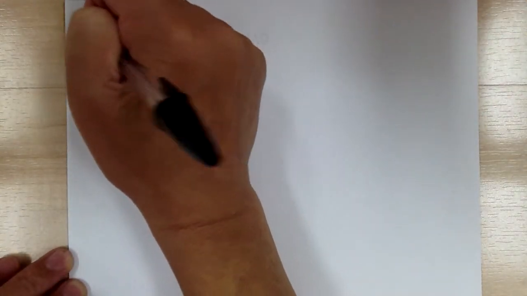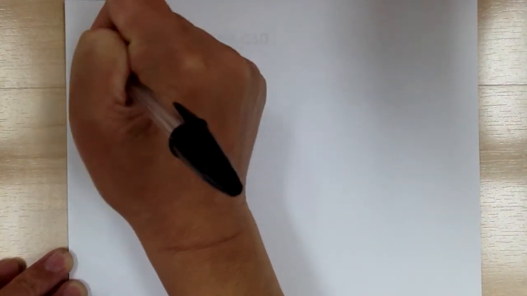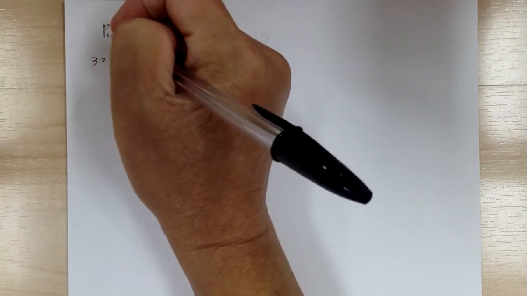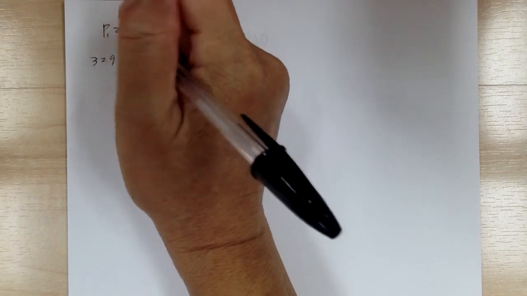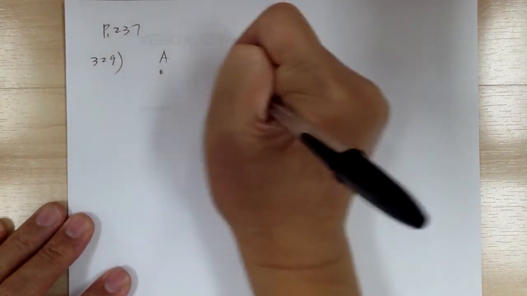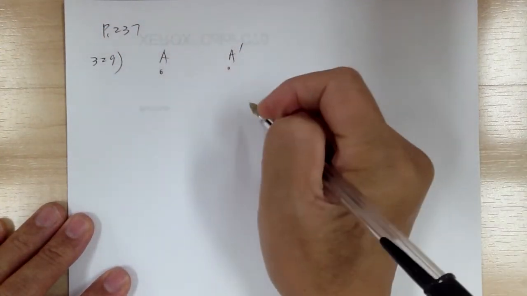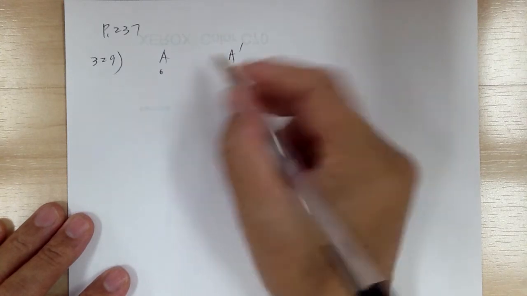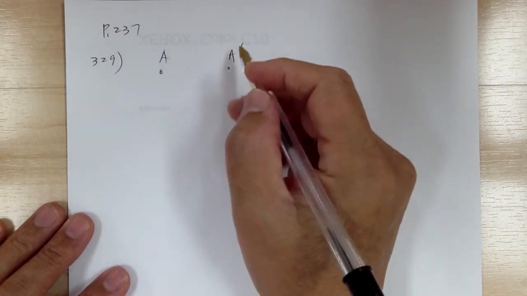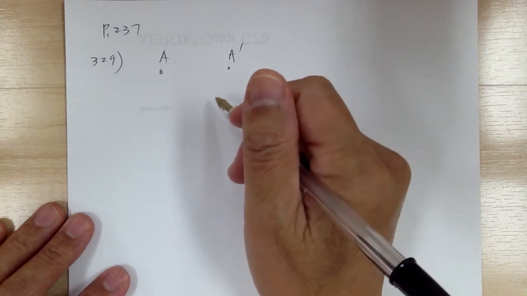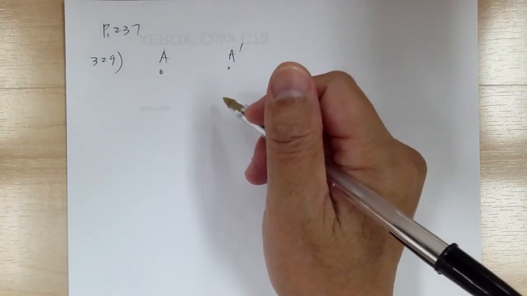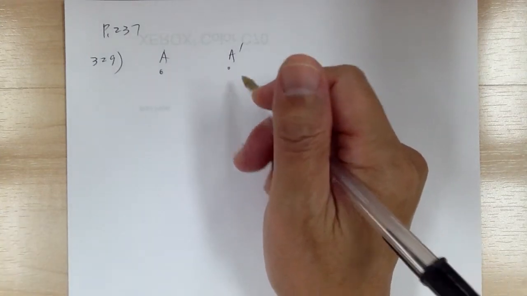Let's go to page 237 and start with number 329. So 329, you have 2 points. You got point A and point A prime. You want to prove that given any 2 points, there's a point O such that A prime is an image of A under reflection through point O.